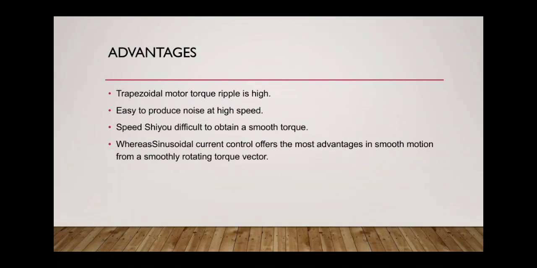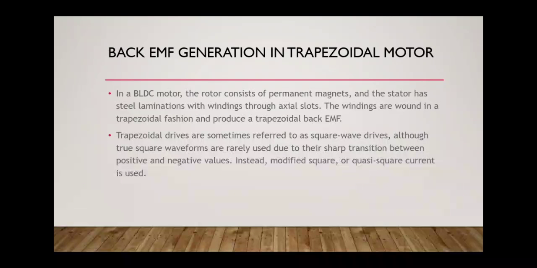Now we see about the advantages of the systems. In the trapezoidal motor, torque ripple is high and it is easy to produce noise at high speed, whereas sinusoidal current control offers the most advantages in smooth motion from the smoothly rotating torque vector. And the next thing we are going to see is about back EMF generation in the trapezoidal motor.